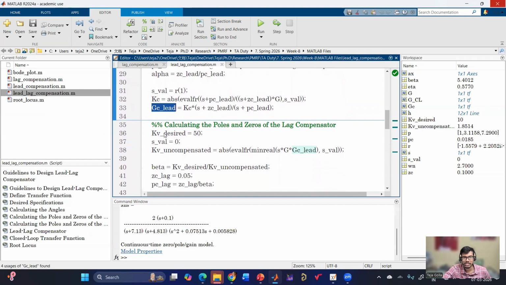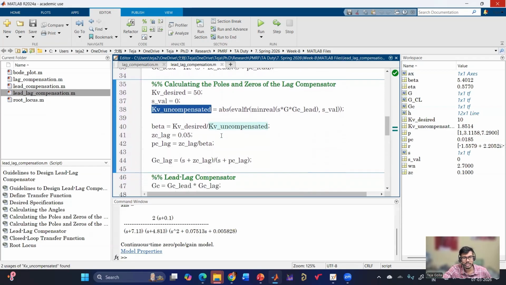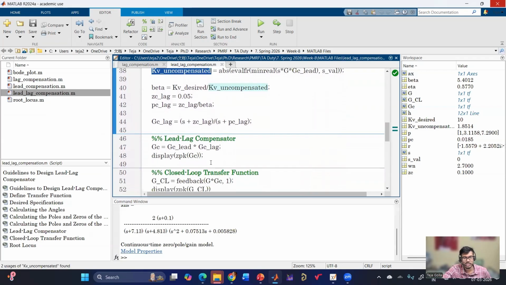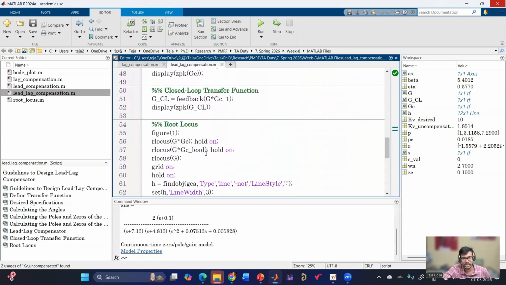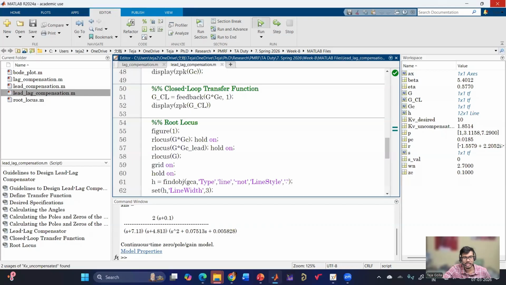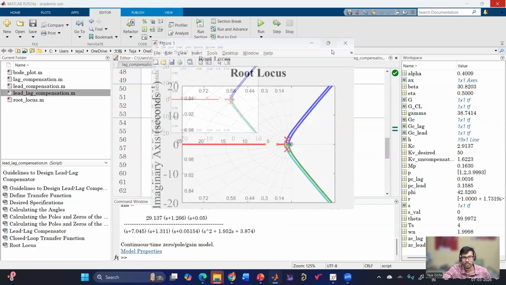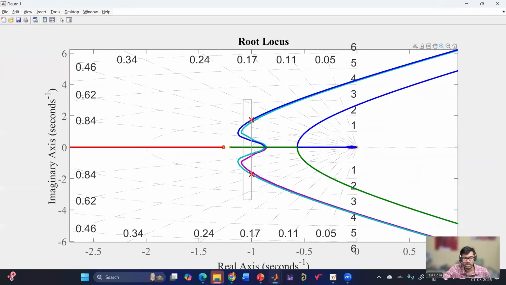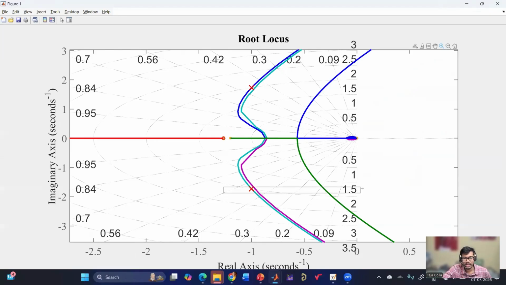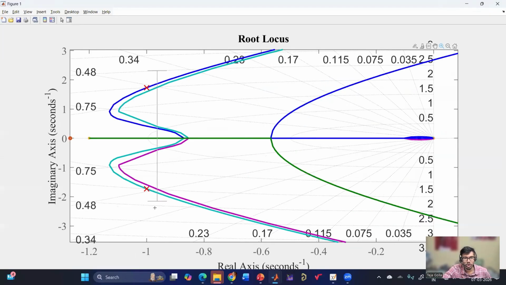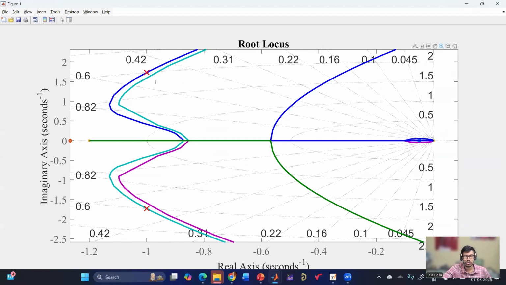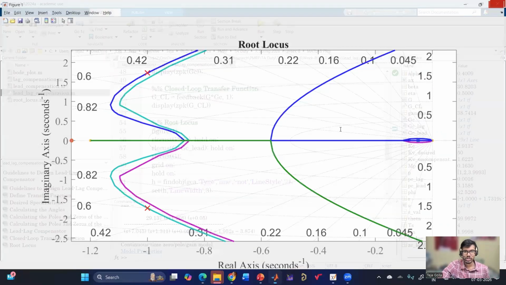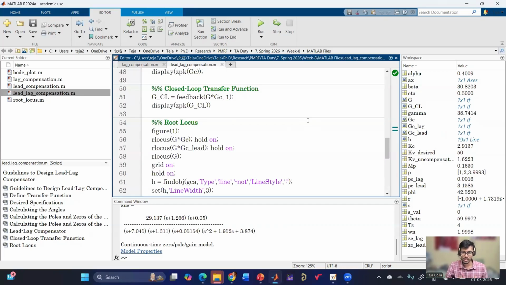Then I have seen whether this Kv uncompensated will meet the given steady state error requirement, and I have seen it is not. So I have to design the lag compensator as well. And once we design the lag compensator, then I can get the closed loop transfer function if I need. And I'm plotting the root locus of all three, and then checking whether the root locus is varying much or not. So these are the three lines. If you zoom in, with and without lag, the root locus change is not drastic, and this is with uncompensated, so my design is met. So in this way we design lead and lag compensation using root locus.